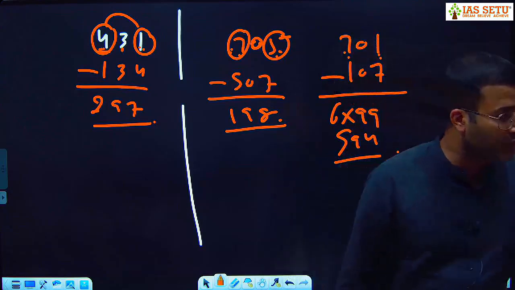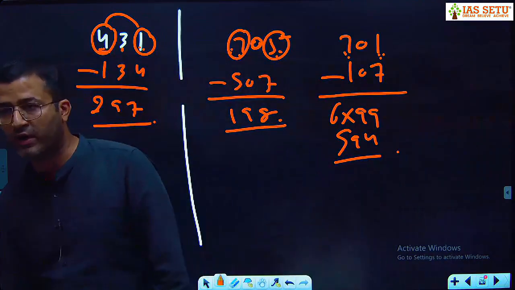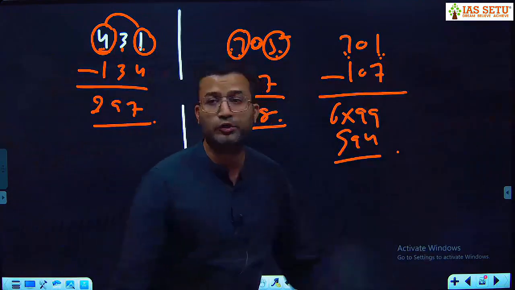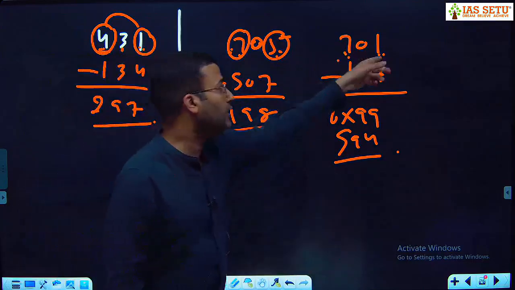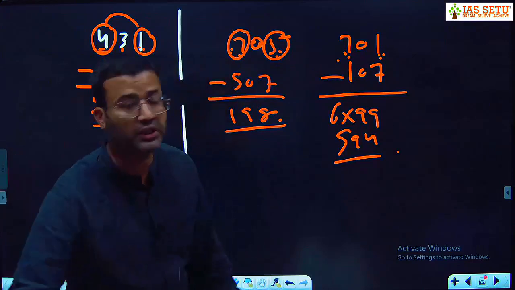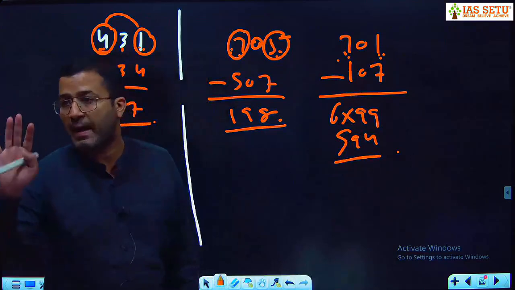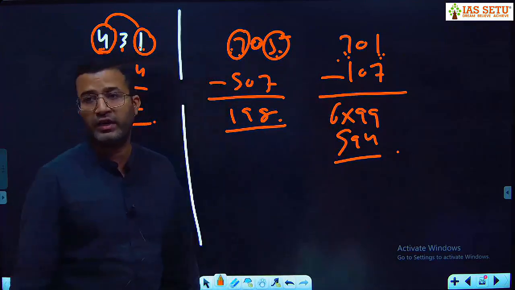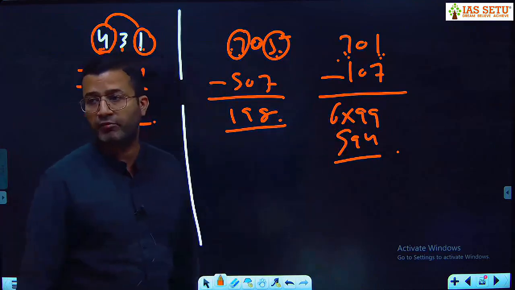If there is a difference of 1 in your 100 place and unit place, it will be 1 multiple of 99. If the 100 place and unit place have a difference of 2, it will be 2 multiple of 99. If they have a gap of 3, it will be 3 multiple of 99. If a gap of 4, it will be 4 multiple of 99. If a gap of 5, it will be 5 multiple of 99.